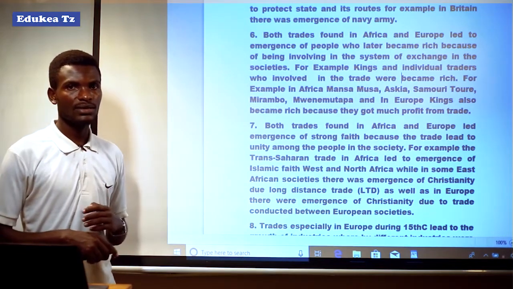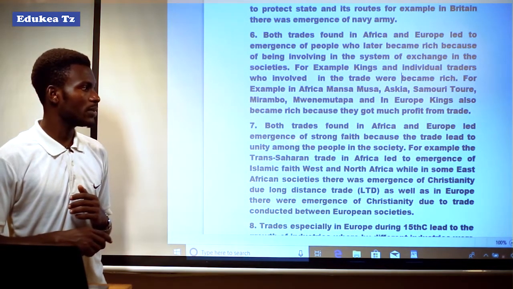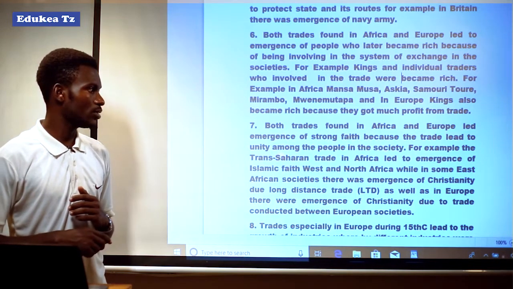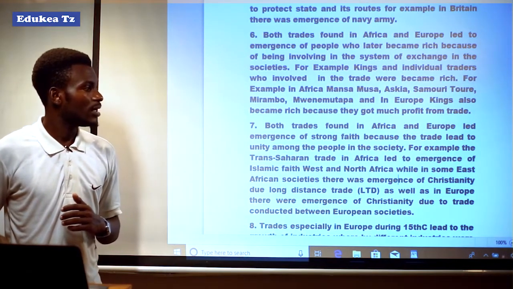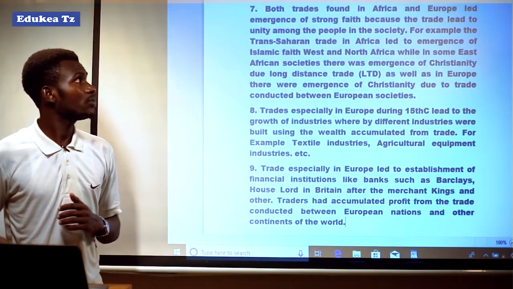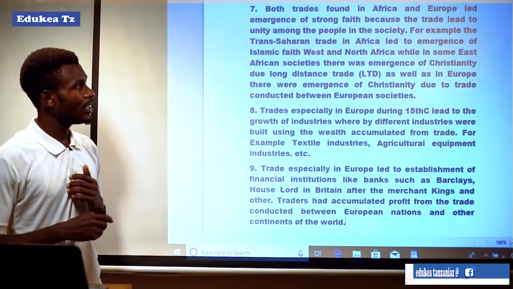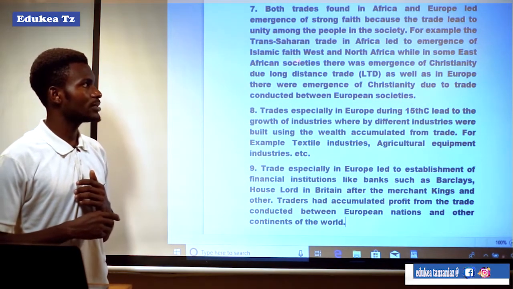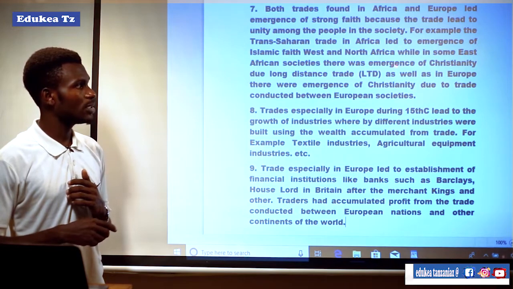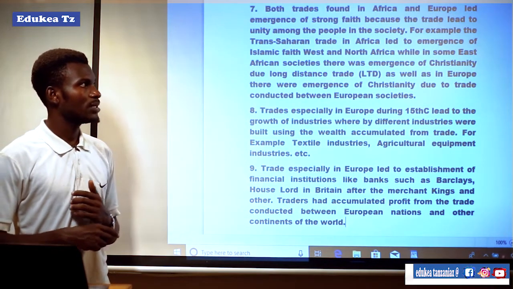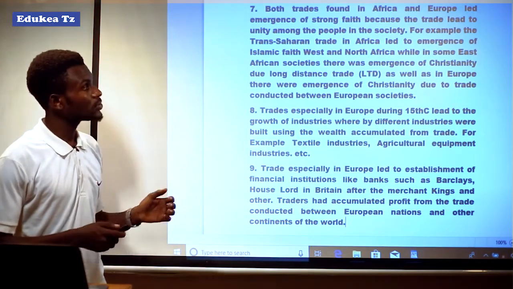Another significance of trading activities in Europe and Africa was that trade led to the emergence of strong faith because it led to unity among the people in the society. It means that the trading activities conducted in both Africa and Europe led to the emergence of religions or strong faiths. For example, the trans-Saharan trade in Africa led to the emergence of the Islamic faith in West and North Africa, while in some East African societies there was the emergence of Christianity due to long distance trade.